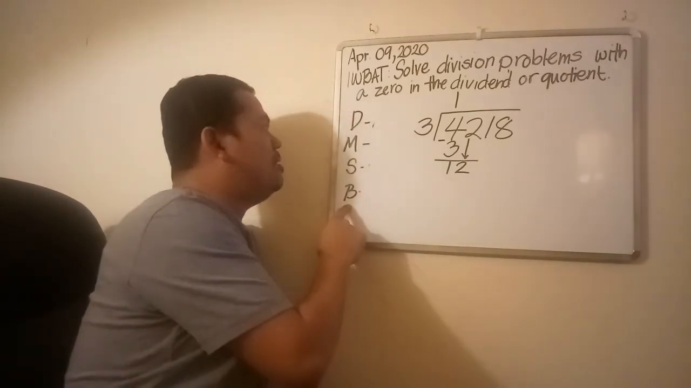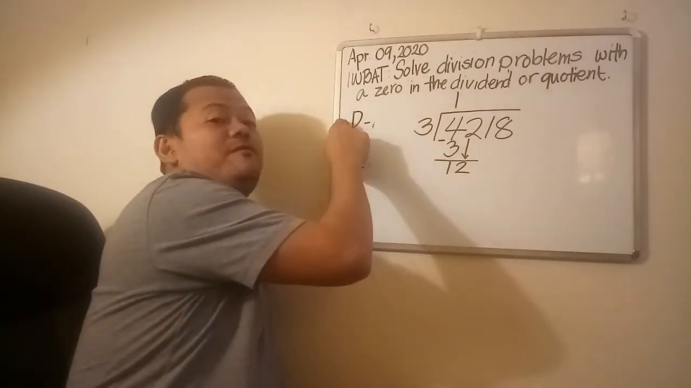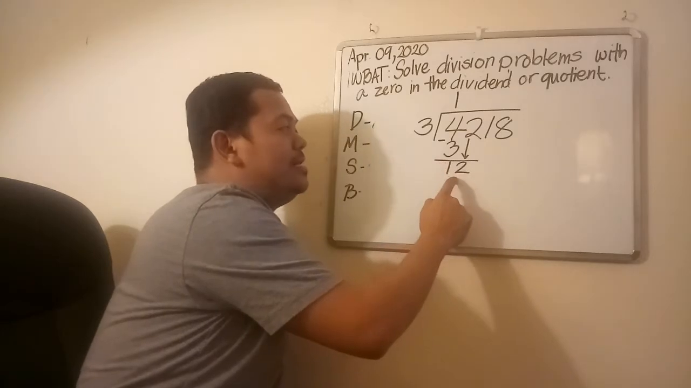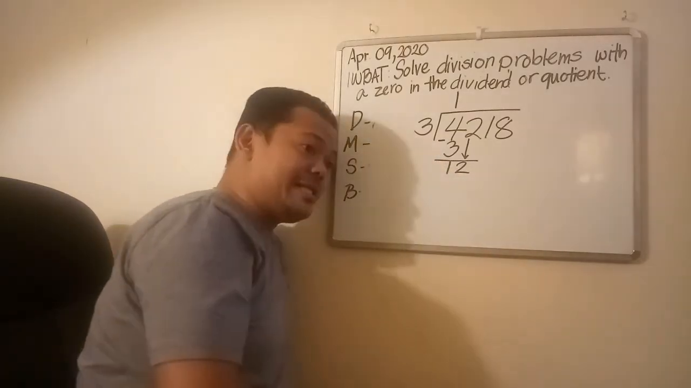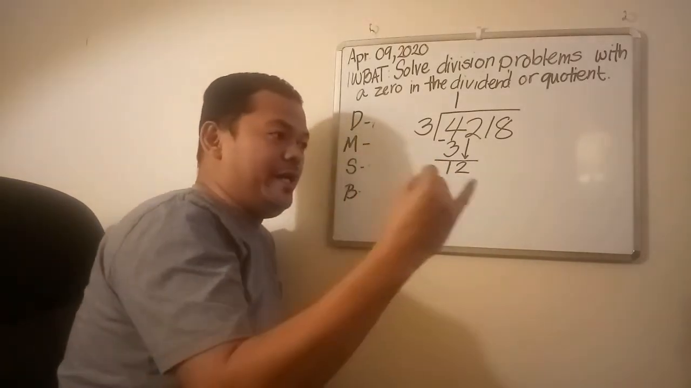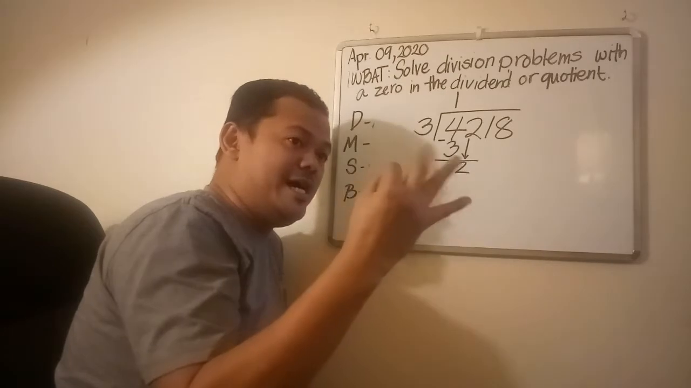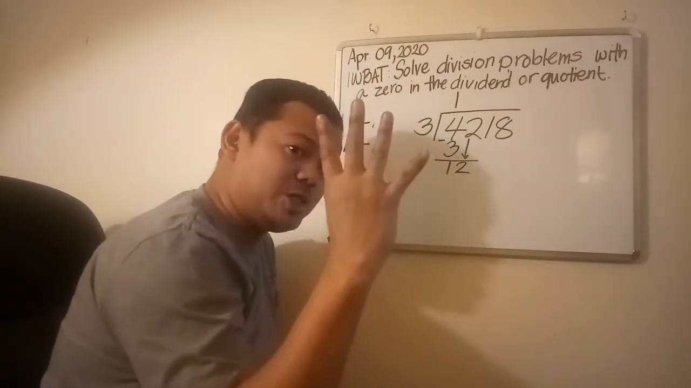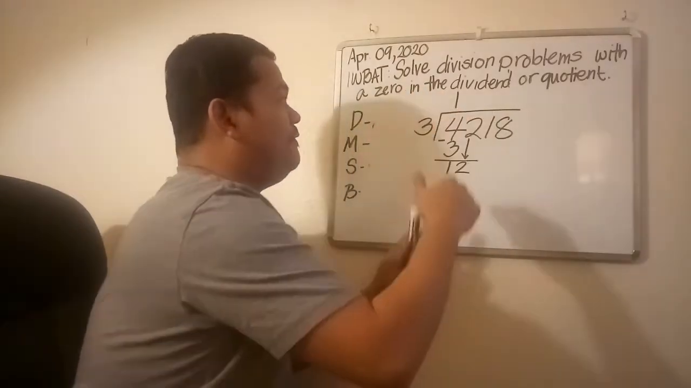After we bring down, what's next? We're going to come back to your division. So 12 divided by 3. Let's count by 3 again. 3, 6, 9, 12. How much? It's 4. So you write here 4.